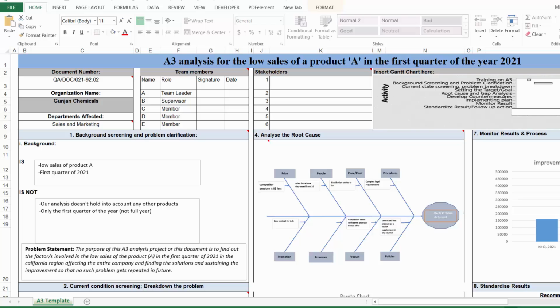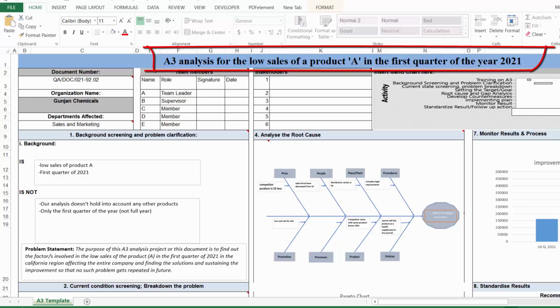Welcome to the new lecture on the case study of the A3 problem solving. Now, as we come from different business sectors, it can be quite hard to come up with a common example. But to make it more holistic, I have taken an example which could address most of the manufacturing and service related problems. Let's suppose our project title is A3 analysis for the low sales of product A in the first quarter of some year.